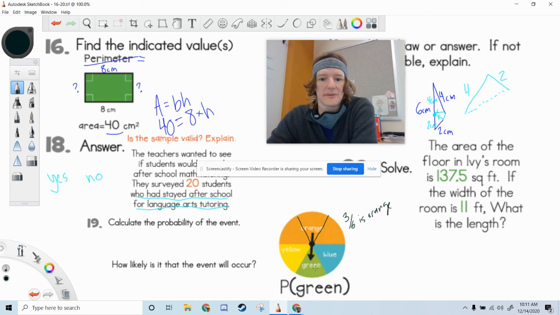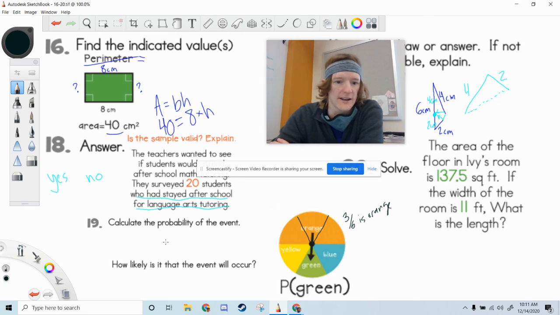So what is the probability of green? I want a fraction. What is that fraction? Out of 6, how many times do we hit green? And is it likely? Not very likely, very likely, or maybe about half the time. How likely is it that we're going to hit green?